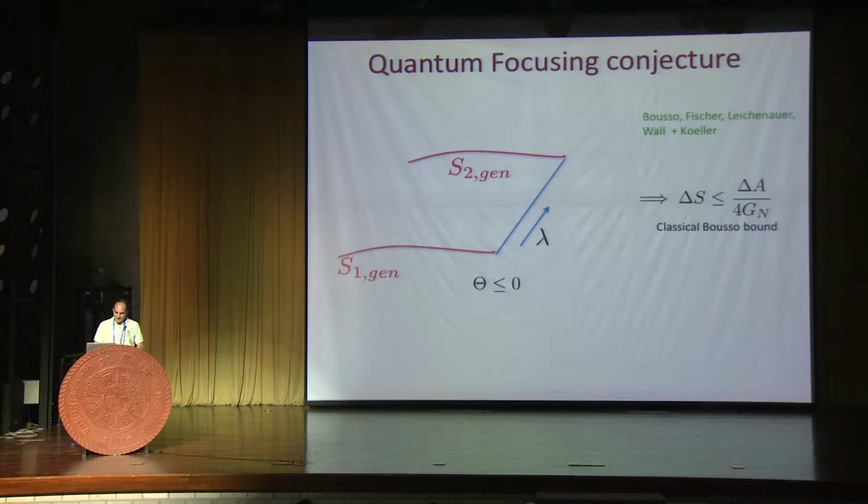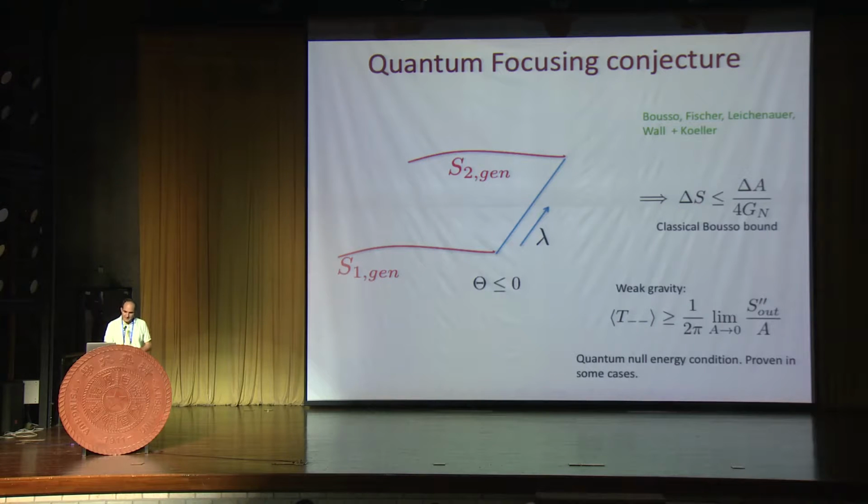This is a general conjecture, and it reduces to the classical Bousso bound if you consider a finite configuration of this kind, where the quantum expansion is initially negative, then the generalized entropy here will be smaller than this one here, and that implies the classical Bousso bound.